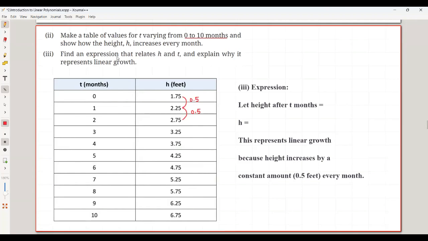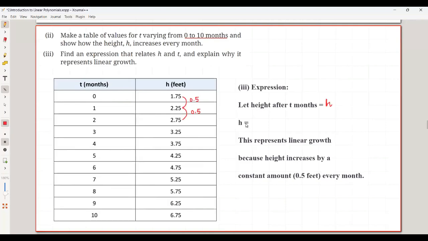Third one: find the expression that relates h and t and explain why it represents linear growth. So we have to relate h and t. I'm going to write the expression. Let the height after t months be h. I'm just taking it as h. Now I have to form a linear pattern, or linear expression.